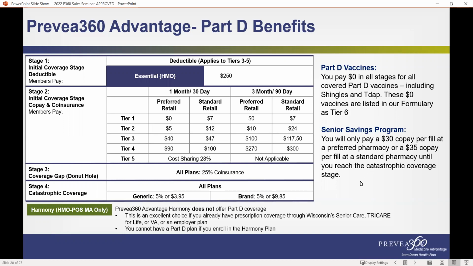For anyone who is on insulin, we do have a senior savings program. You will only pay a $30 copay per fill at a preferred pharmacy, or a $35 copay per fill at a standard pharmacy. And this is all the way until you reach the catastrophic coverage stage.